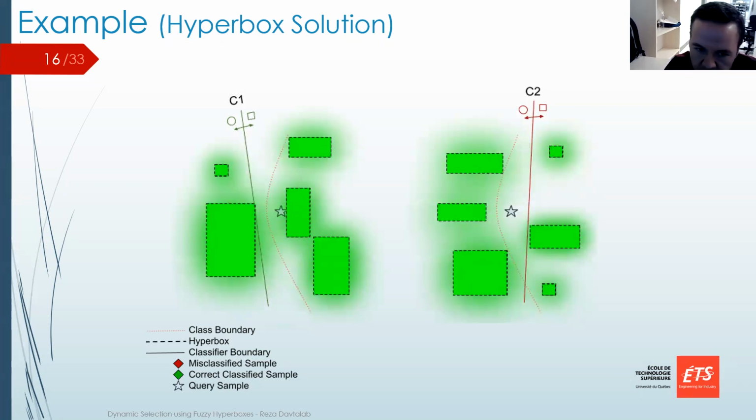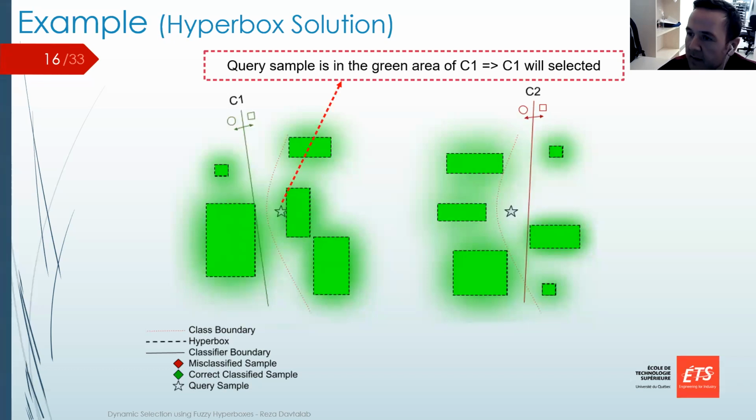Actually, what we retain for the generalization phase would be like this, where you can see we covered all the area in which each classifier is competent. In this example, the query sample is closer to the hyperbox of classifier 1, so this classifier will be selected as a competent classifier.